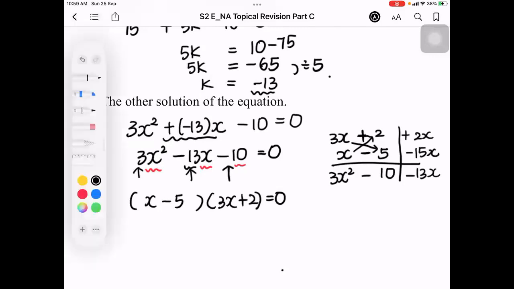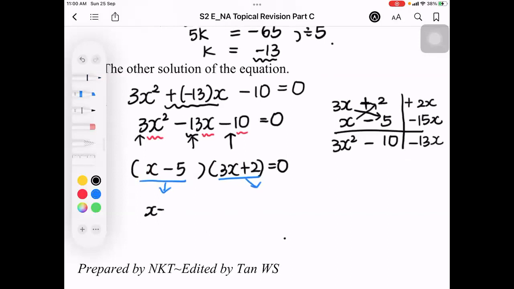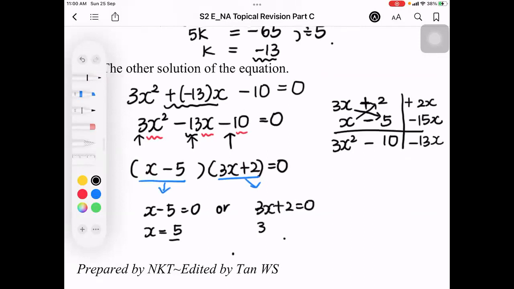So these will be the two solutions. First answer, second answer. First answer is x minus 5 equals 0. The other answer, 3x plus 2 equals 0. 3x equals minus 2. x equals minus 2 over 3.